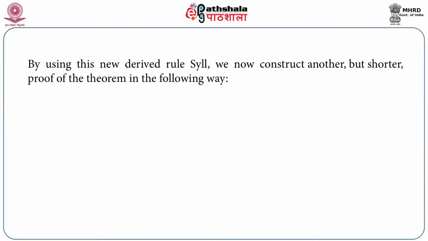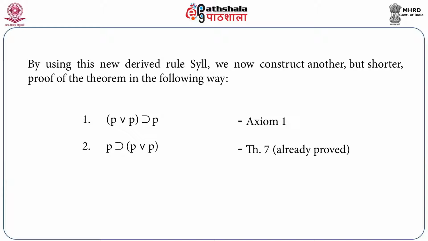We can straight away introduce axiom number 1, which is P or P implies P. That is step number 1. And the next step, step number 2, we can introduce theorem number 7, which has already been proved. That is, P implies P or P.